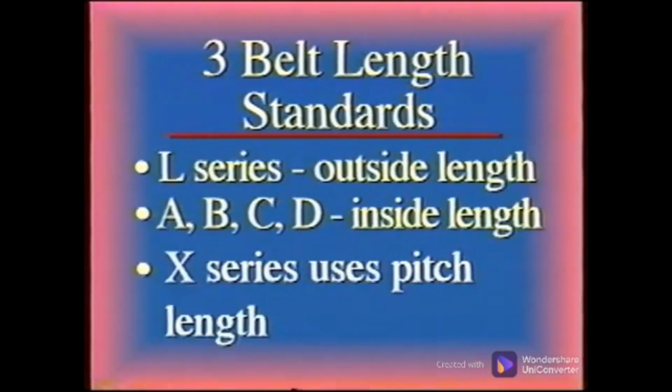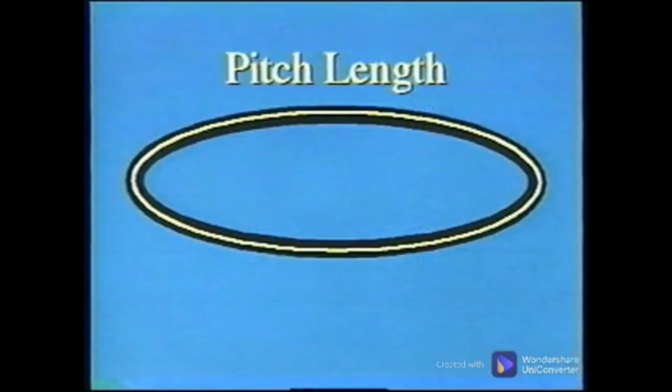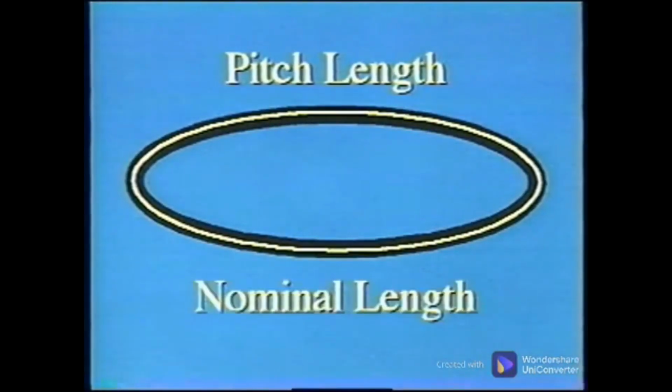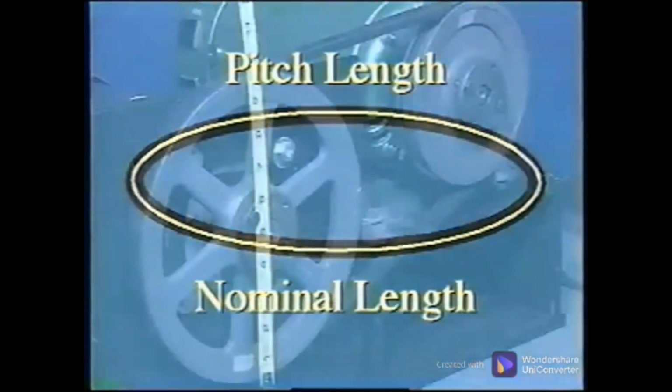The 3X, 4X, 5X series belts use another length measurement for their numbering system. It is the pitch length. The pitch length is the distance along the belt in the region of the reinforcing cord. This length is considered to be the nominal length of the belt. Pitch length is the length that should be used when making any belt calculations.